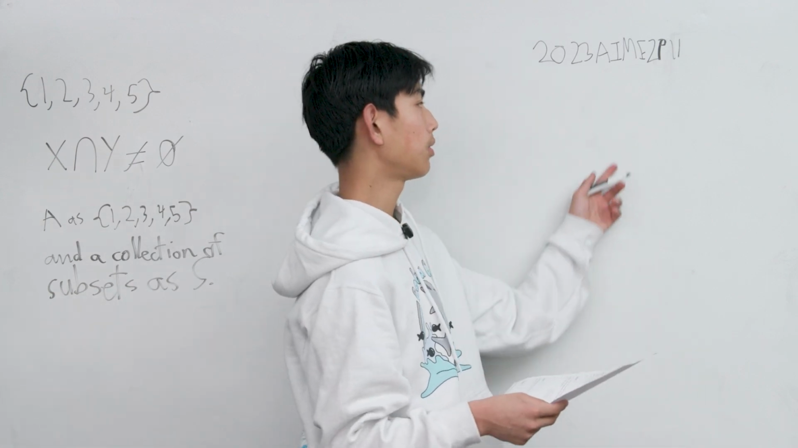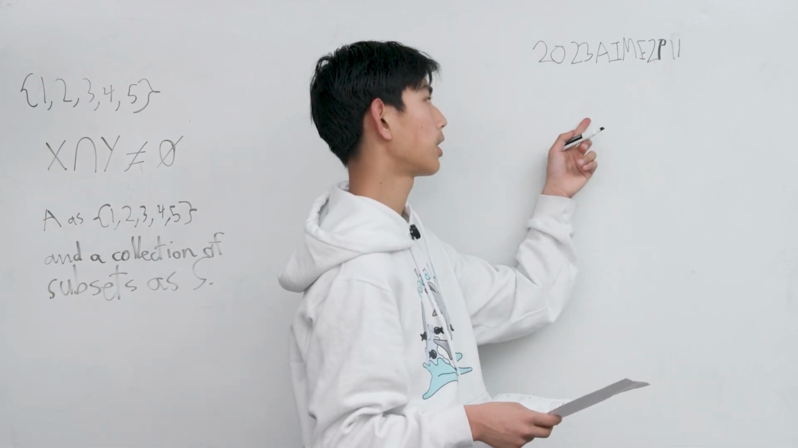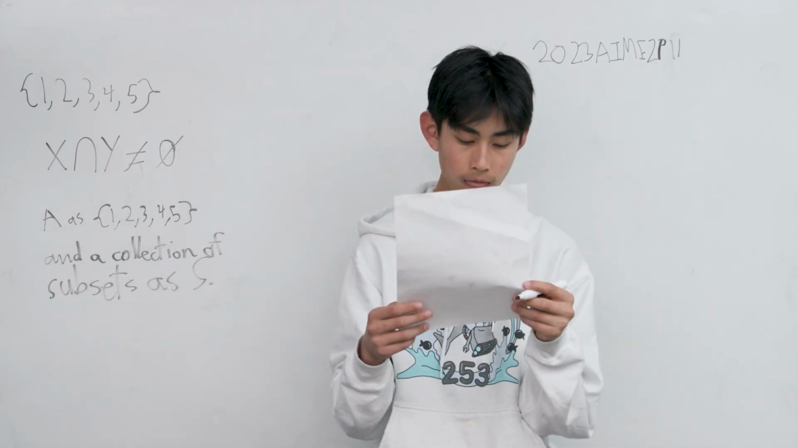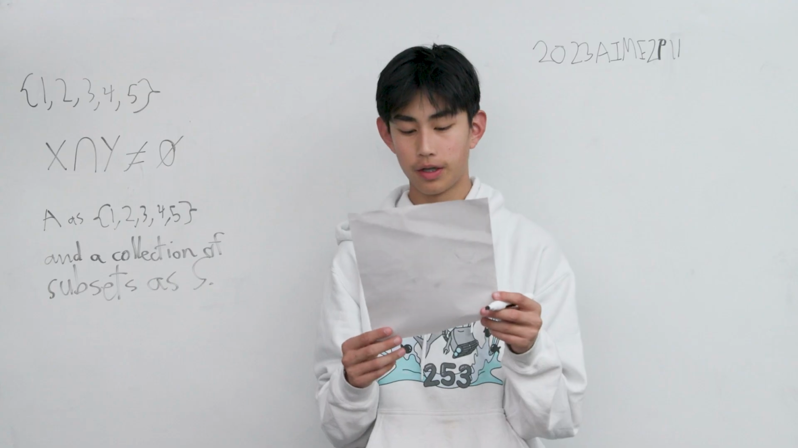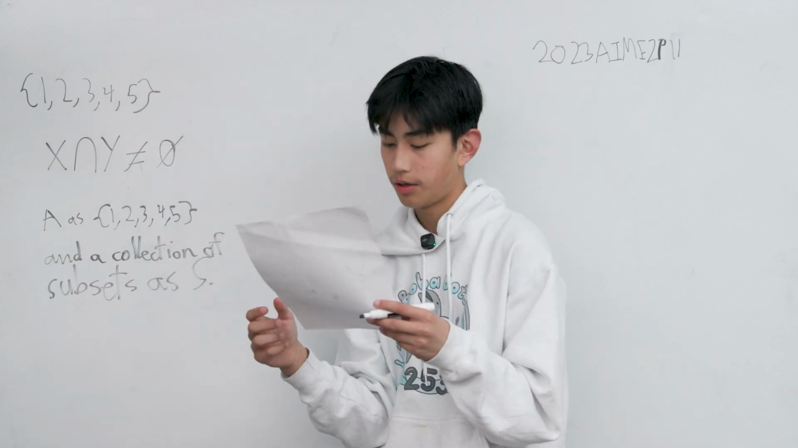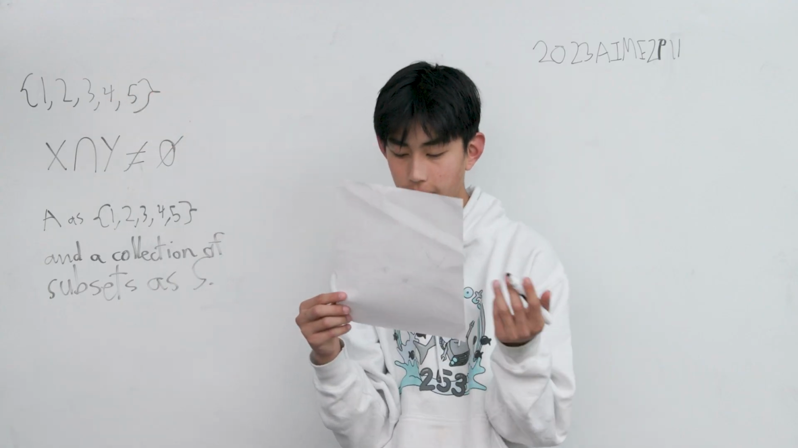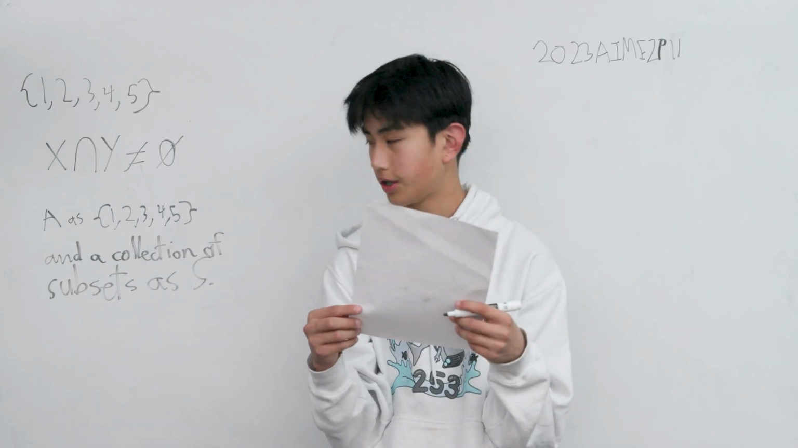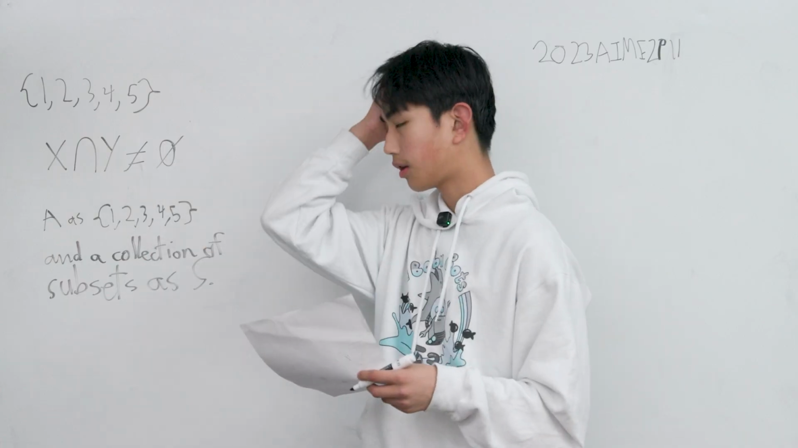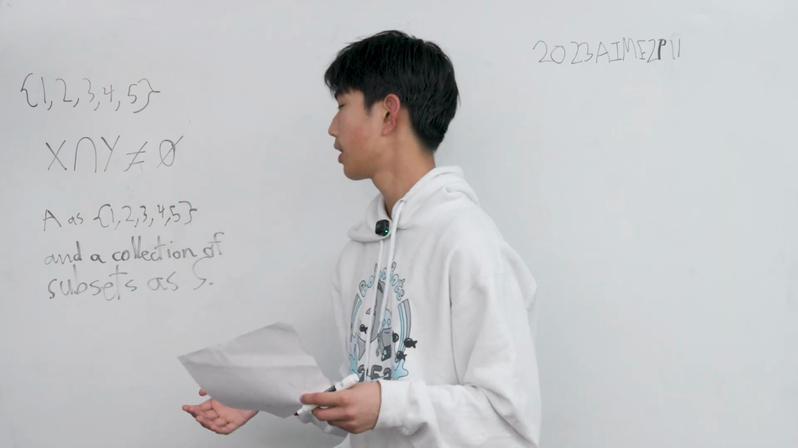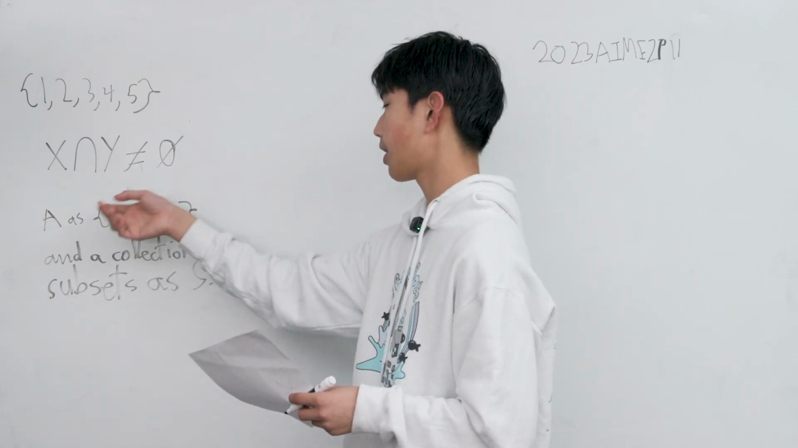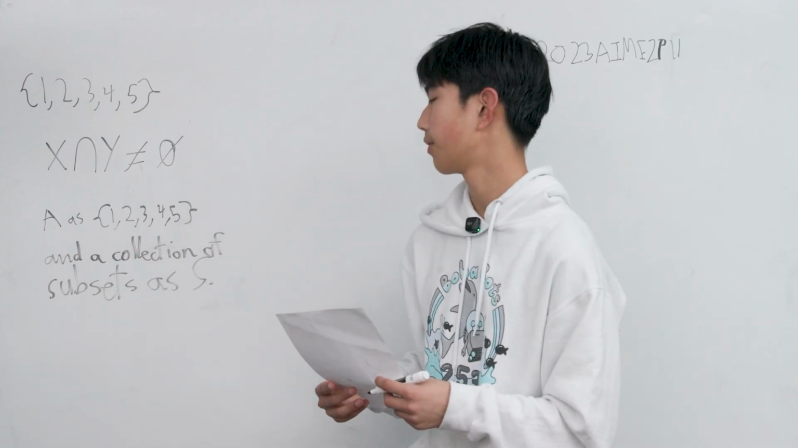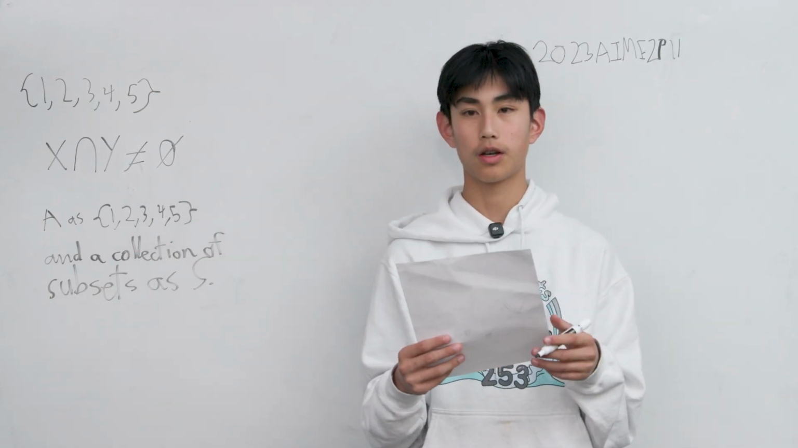We're solving problem 11 from the 2023 AIME 2. Find the number of collections of 16 distinct subsets of this set with the property that for any two subsets x and y in the collection, this is true. Now for this problem, we can set A as this, and a collection of the subsets as S.